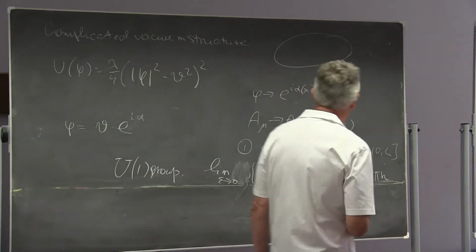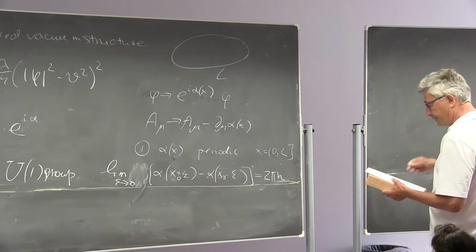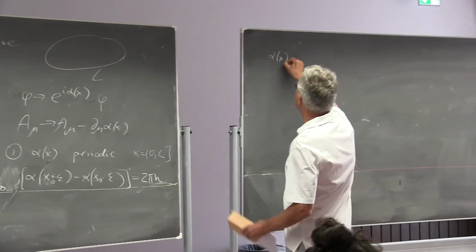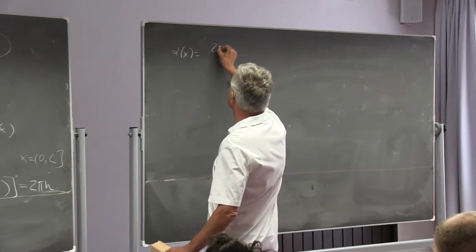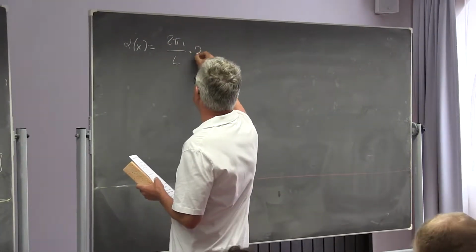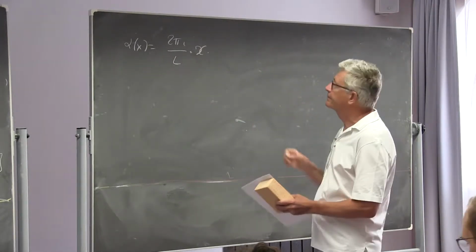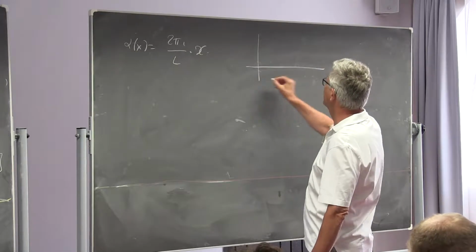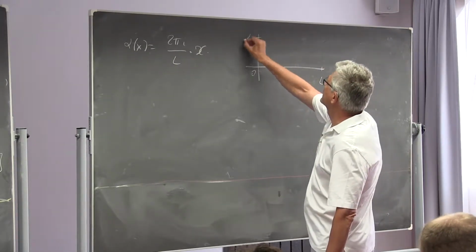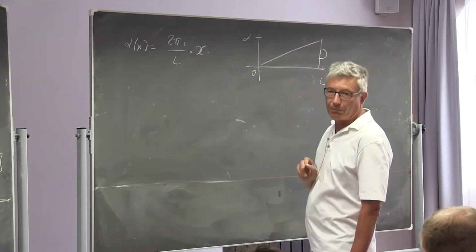Okay, I will write a possible transformation explicitly. So consider alpha of x, which is equal to pi i over L times x. Okay, so it has the form. Here we have 0. Here is alpha. And here is this jump.